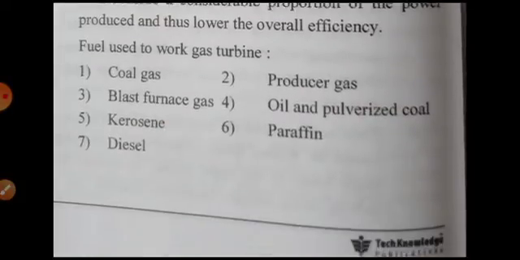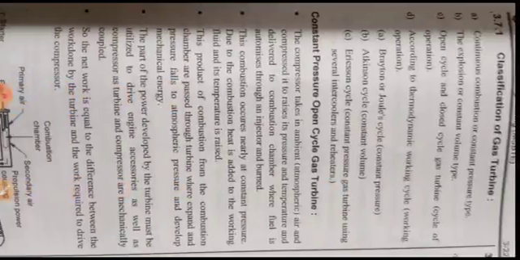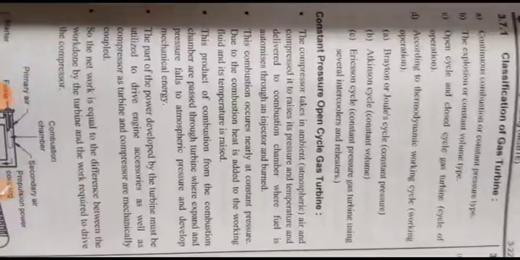Fuels used to work a gas turbine: coal gas, producer gas, blast furnace gas, oil and pulverized coal, kerosene, paraffin, and diesel. All these are used for production of electricity in the gas turbine power plant.